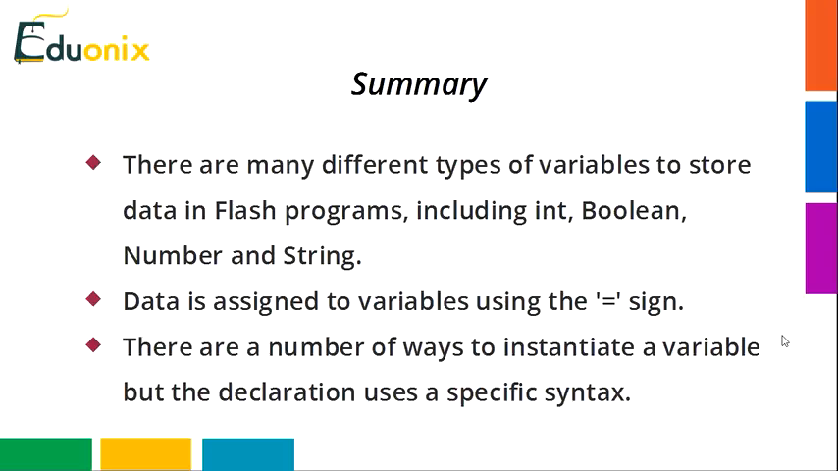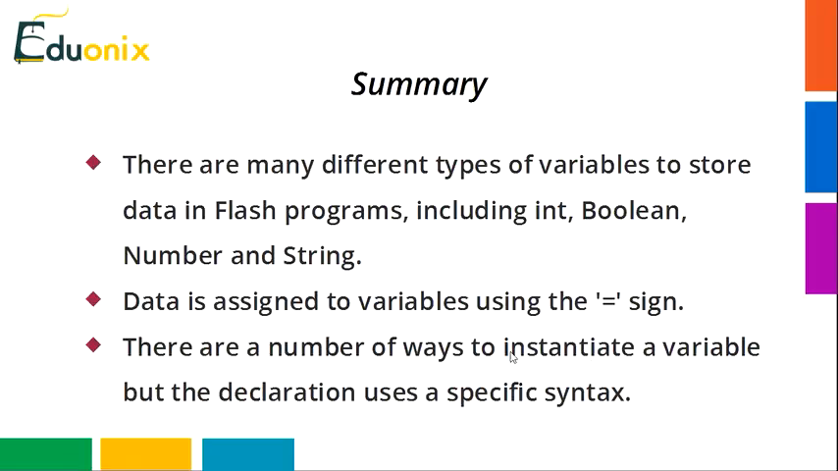There are many different types of variables to store data in Flash programs, including int, boolean, number and string, and there's many more that you'll come across as well. Data is assigned to variables using the equal sign. This is also called instantiation, whereas declaration is where you are first showing that a variable is going to be used in a program, and it's used in a very specific syntax involving the var keyword. So you'd say var, then the variable name you will use, then colon, then the variable type.